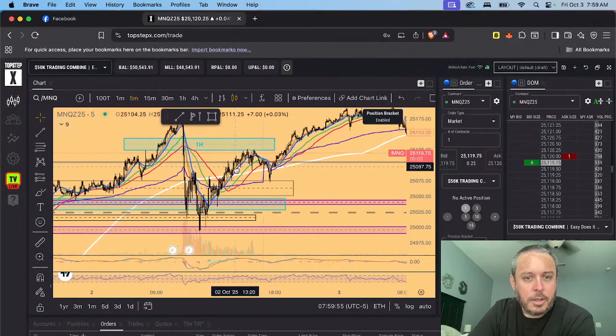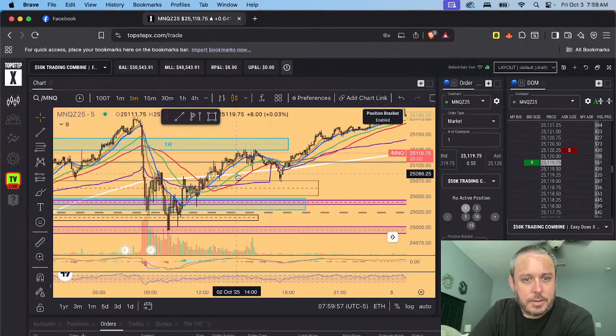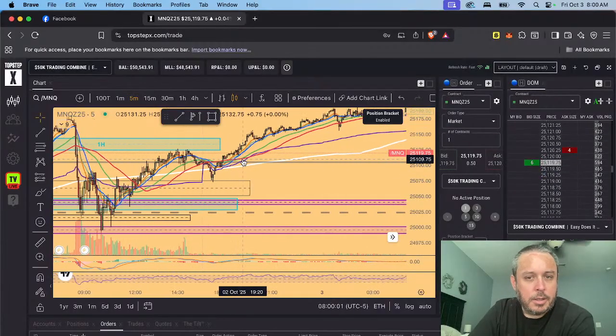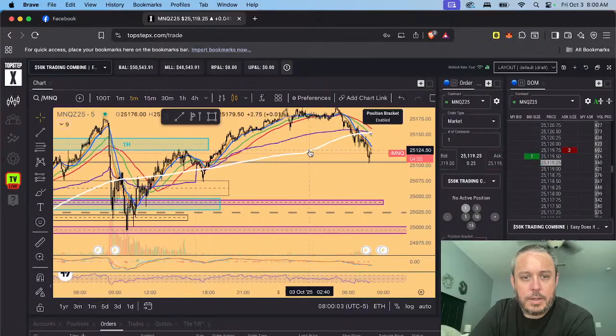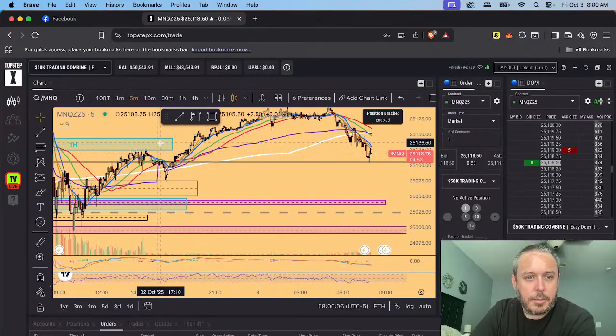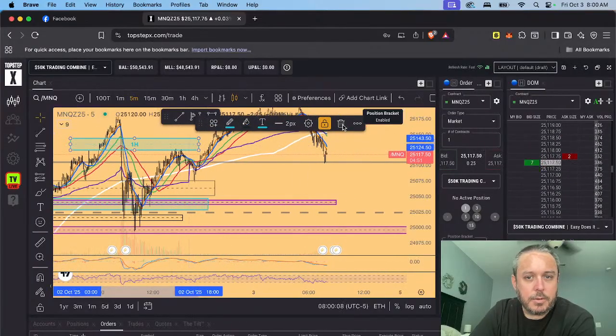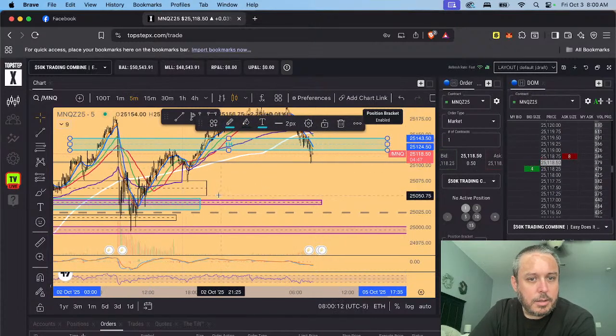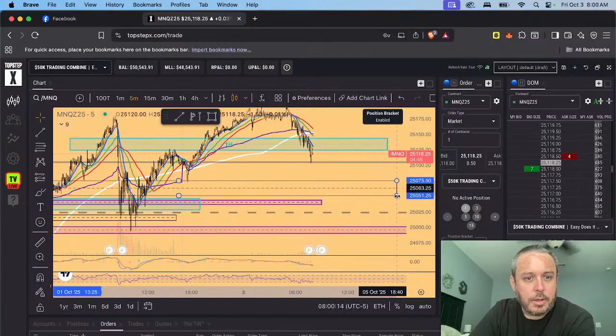So anyway, that's yesterday's trade recap. Today, we can bring all these levels over a little bit, see how they interact with what's going on today.